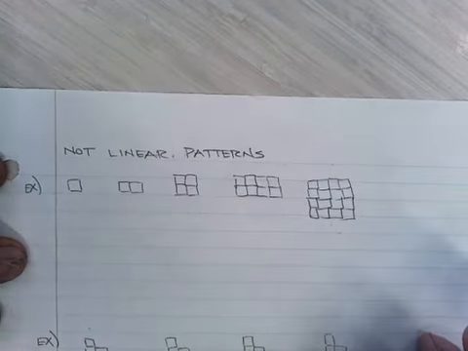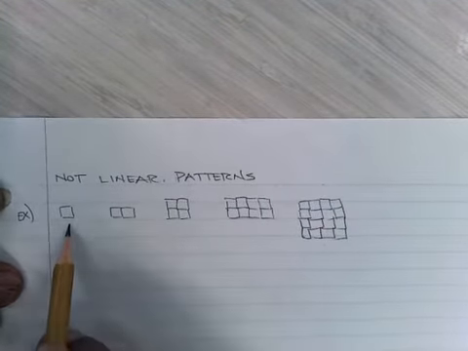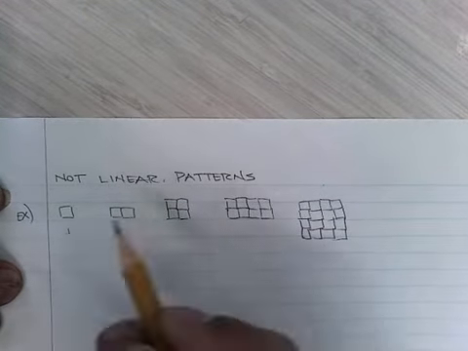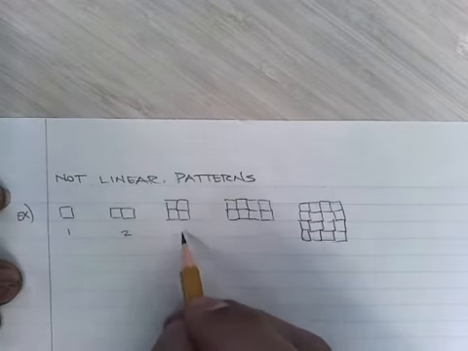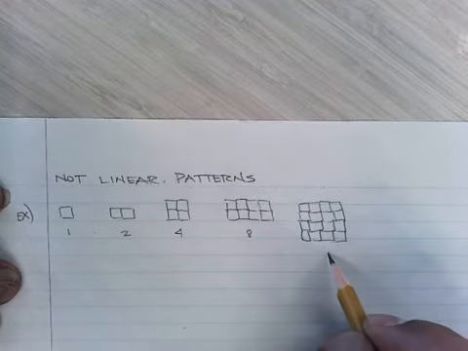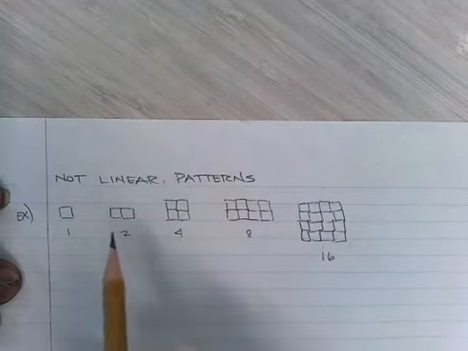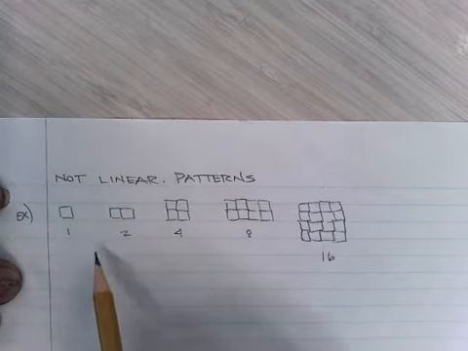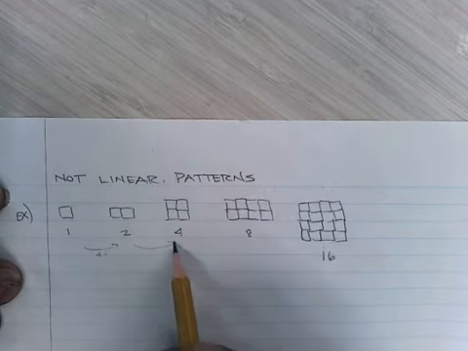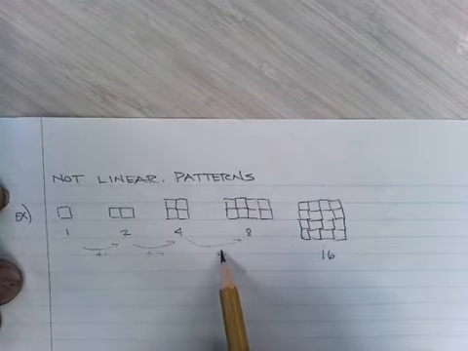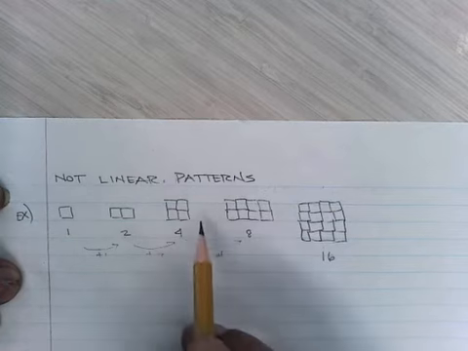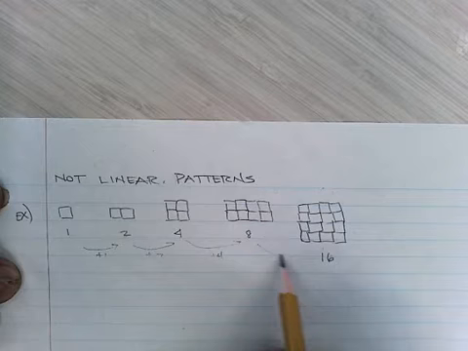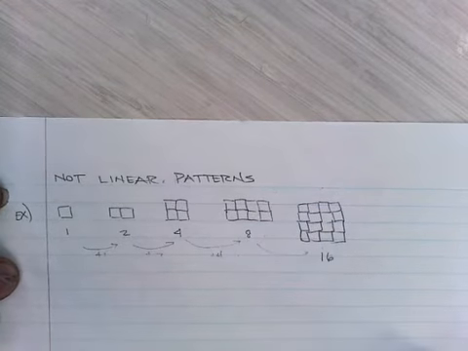So if we were to actually count the number of squares from one drawing to the next, you'll see this has one, this is two, and this 4, 8, and then this one has 16. So it's not linear because it's not a constant increase from one to the next. Here it increased by 1, then by 2, and then by 4. So really, this is not a constant increase. This is actually doubling each time. So it's not a constant increase, and therefore it's not linear.